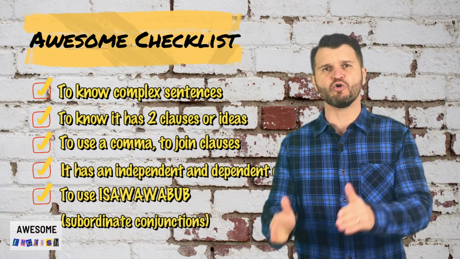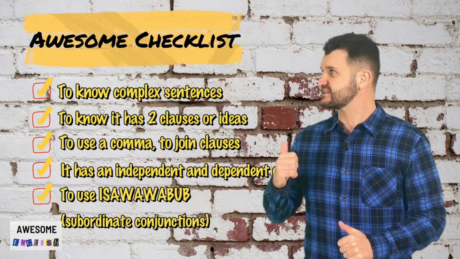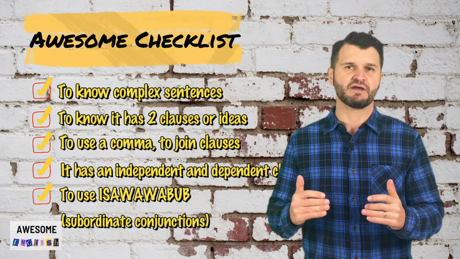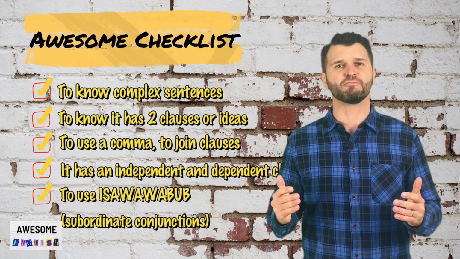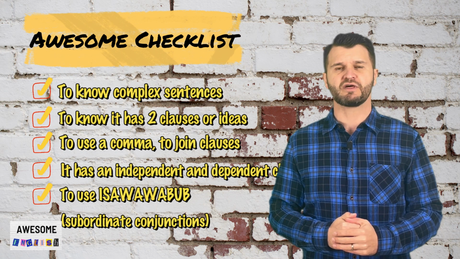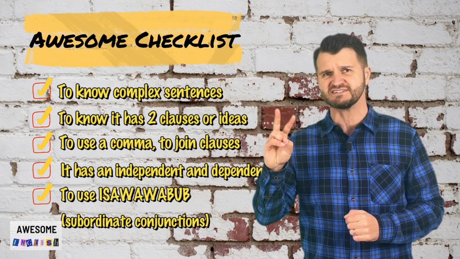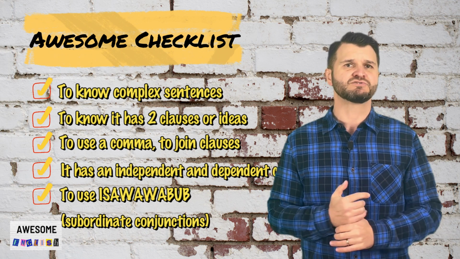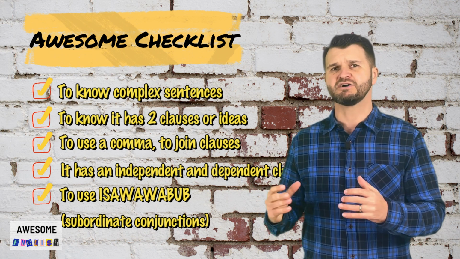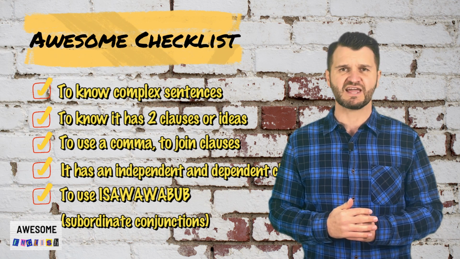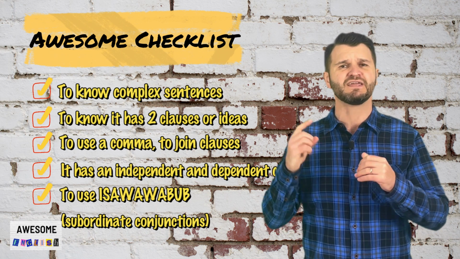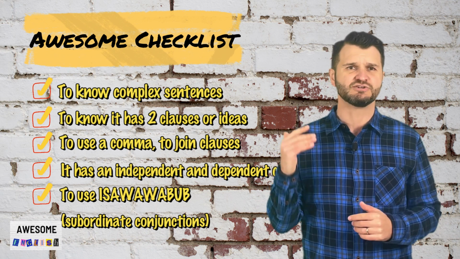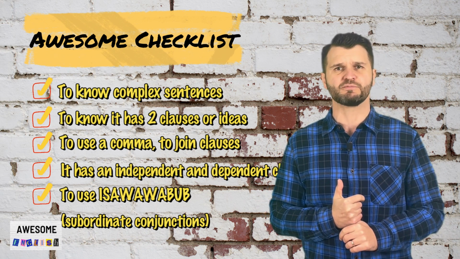Now, this is our roadmap for success. These are the learning objectives we want to achieve by the end of the lesson. So our first one is to know what is a complex sentence. To know that a complex sentence has two ideas, or clauses as they're called with grammar. To know that we can use a comma to join these clauses together. To know that they have an independent clause and a dependent clause. And to use ISAWAWABUB to help us do it.